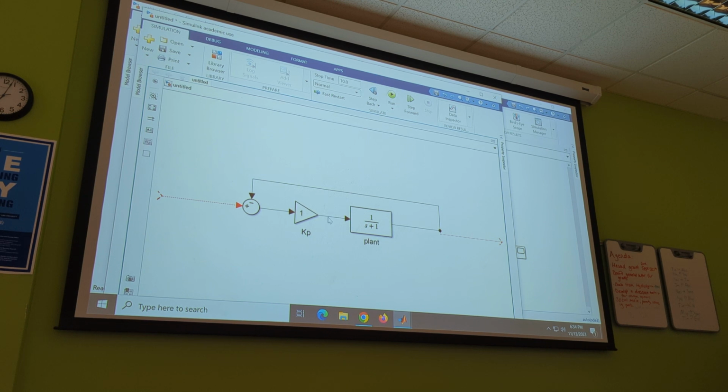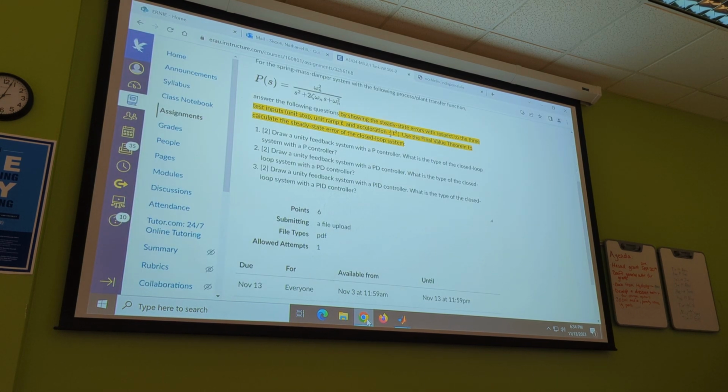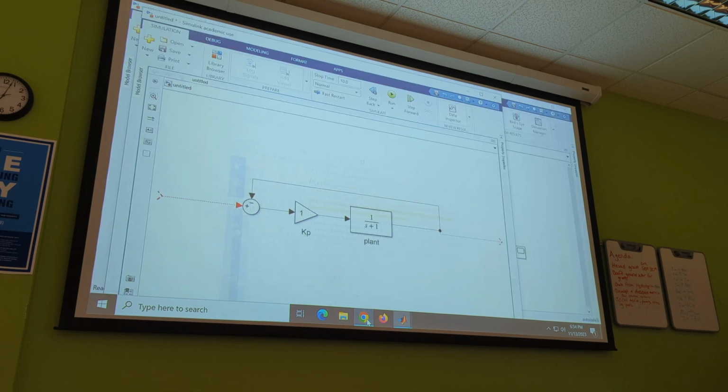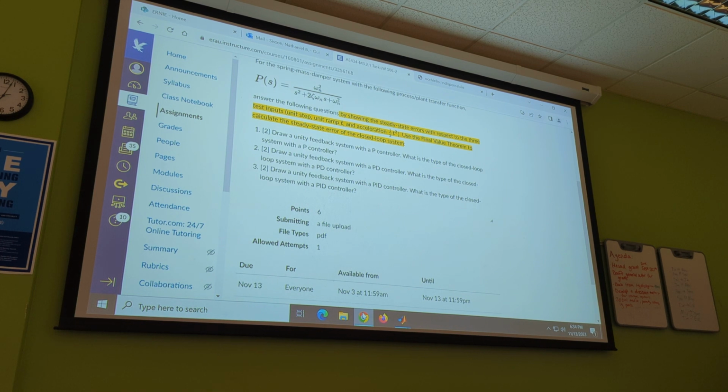That's all the block diagrams can look like for that. Unity feedback means there's nothing in this signal, and we only have proportion. What type is the closed loop system?